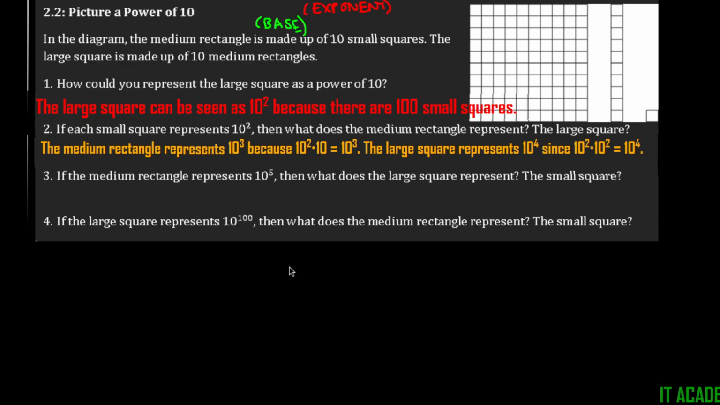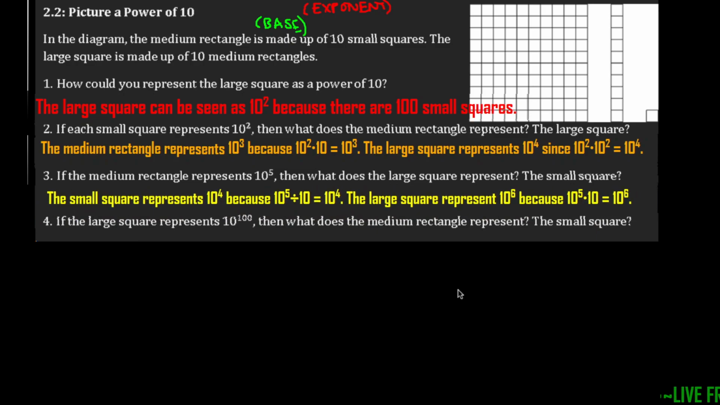So then for the next part, for number 3, it says if the medium rectangle represents 10 to the fifth power, then what does the large square represent? And what does the small square represent? So we can say if the small square represents 10 to the fourth, because if you take 10 to the fifth power divided by 10, it's like you're subtracting those exponents. So notice how in those first two we added the exponents, but now we're subtracting because we're dividing. So that means that the large square would represent 10 to the sixth because we have 5 plus 1 is equal to 6.